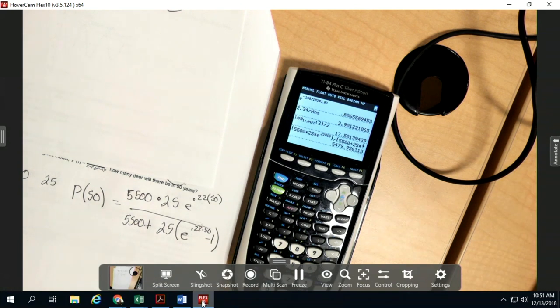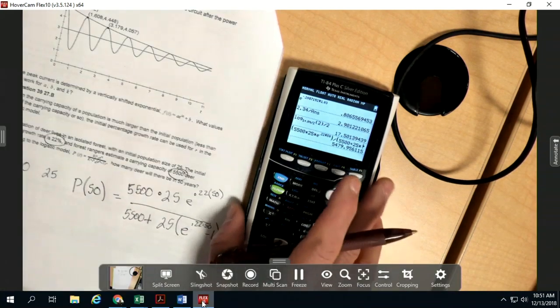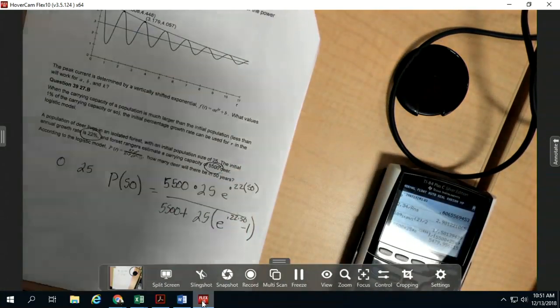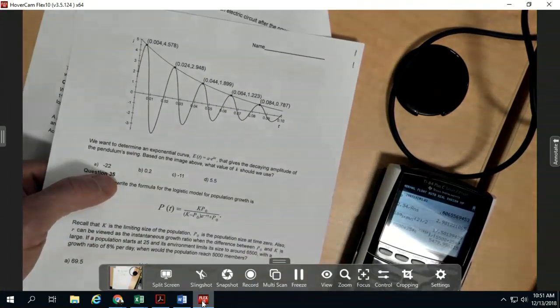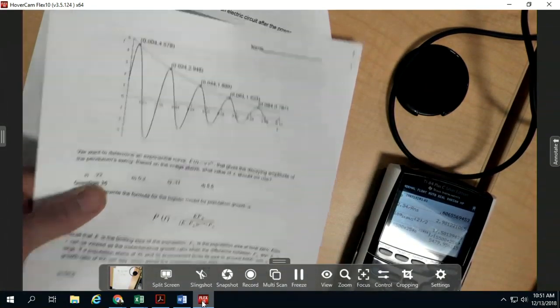Will 38 be on the test? Yep. Is that kind of the same thing as 32? Yep. Okay.